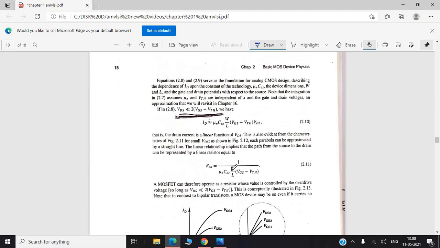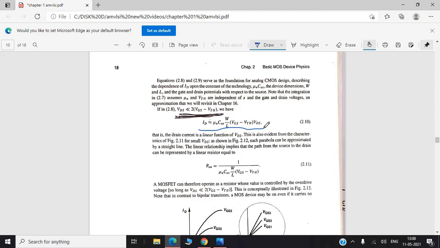Now ID for the other case: when VDS is very much less than 2 into (VGS minus VTH), we will have ID equals mu n Cox W by L (VGS minus VTH) into VDS. You have used this equation earlier, so we'll just be deriving it.